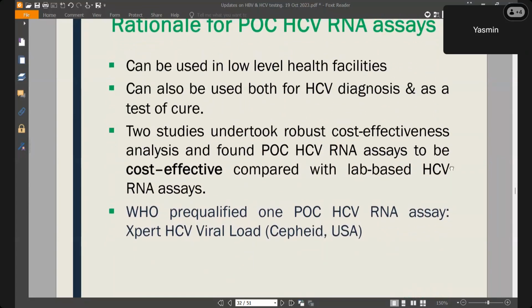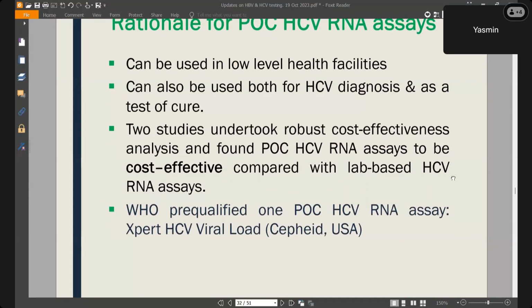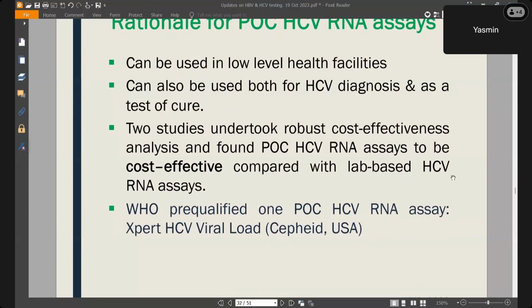So that's why WHO suggested that it'd be great if it can be used in low-level health facilities. It can be used for diagnosis as well as a test of cure. In fact, two studies have found that it's very cost-effective compared to lab-based assay, which is why very early on, WHO pre-qualified one POC HCV RNA assay, which is the Xpert HCV viral load. Next slide.